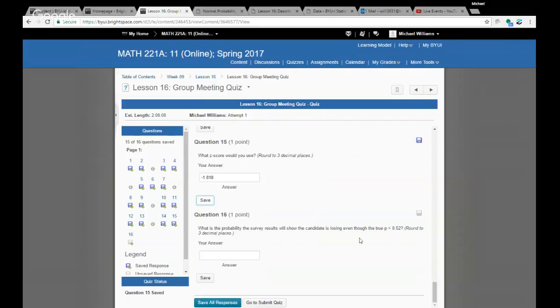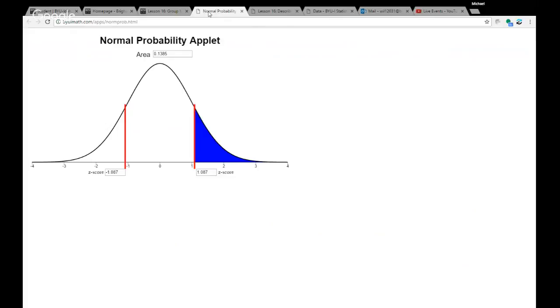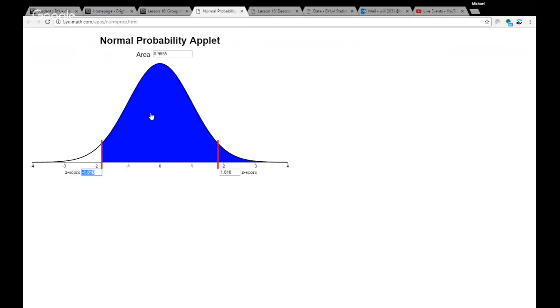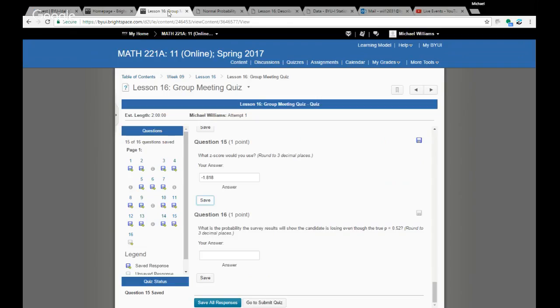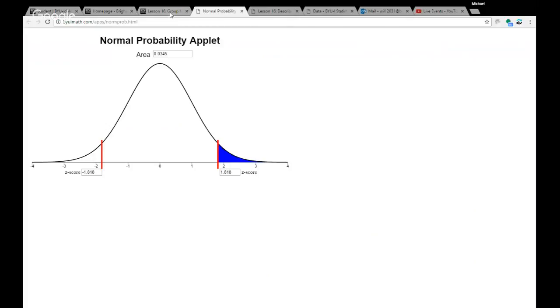All right, so what is the probability? The results will show the candidate losing even though the true value is 0.52. So we need the tail to the left of negative 1.818. I come up with 0.0345. That's what I got. And we're rounding to three decimals, so 0.035.